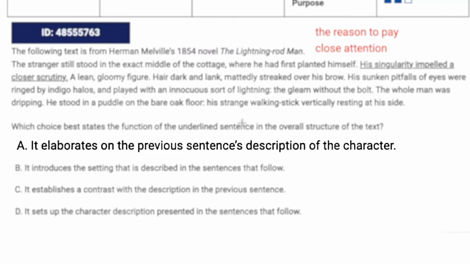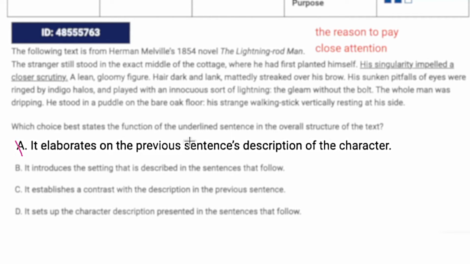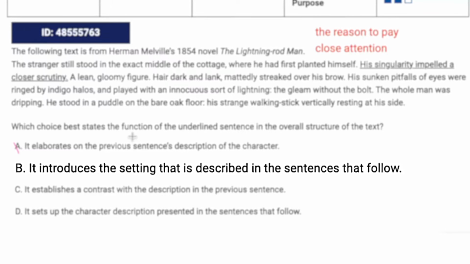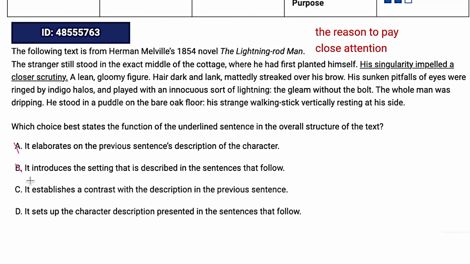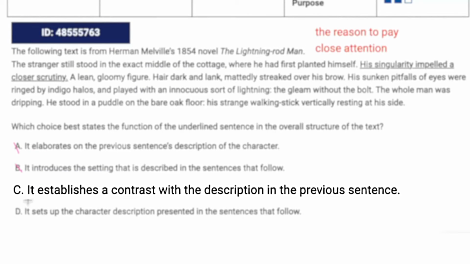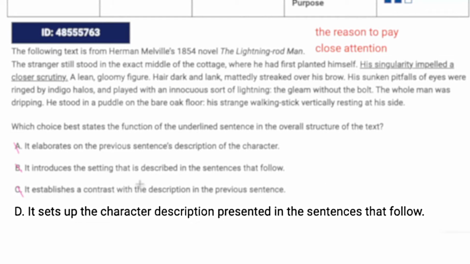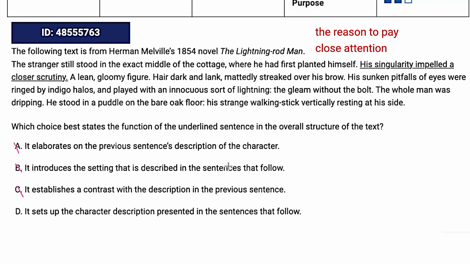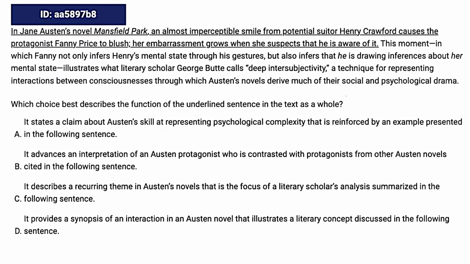A says, it elaborates on the previous sentence's description. No, we get a description after. B, it introduces the setting that is described in the sentences that follow. No, it describes the man. C, it establishes a contrast. No. D, it sets up the character description presented in the sentences that follow. Yes, the reason to pay close attention, the reason that we get this description from the narrator's point of view. Our answer is D.